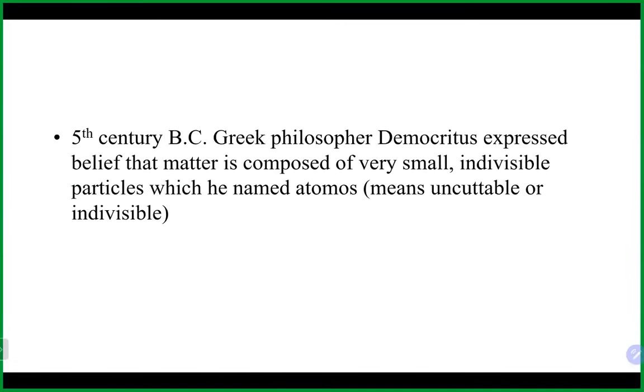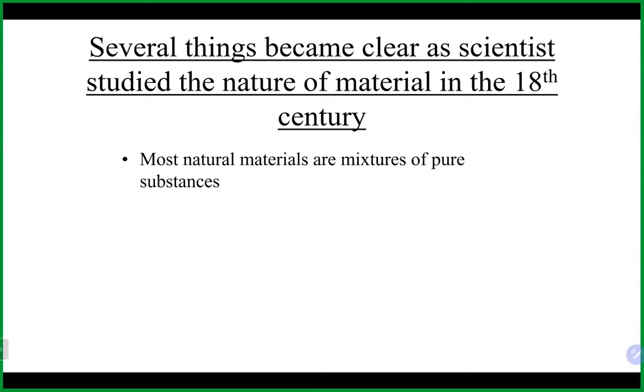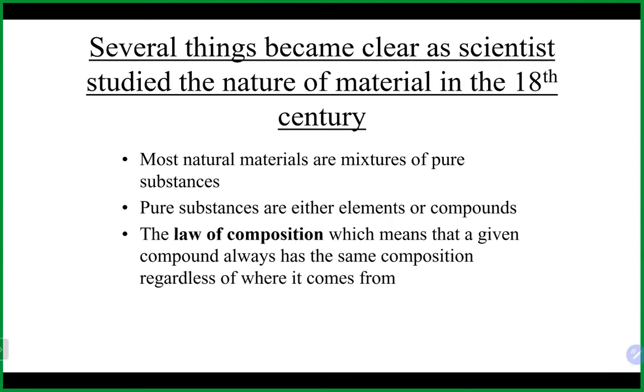A lot of the idea behind atoms started a long time ago with the idea that we have these very small, indivisible, indestructible particles, which are known as atomos, which is a forerunner to our atoms. And around the turn of the 18th century, there was this idea that most of the natural materials were either mixtures or pure substances. Remember, as we talked about, a pure substance can either be an element or a compound.